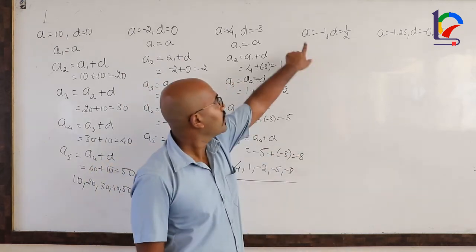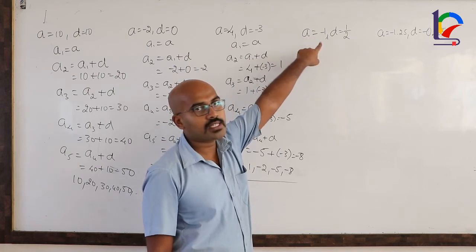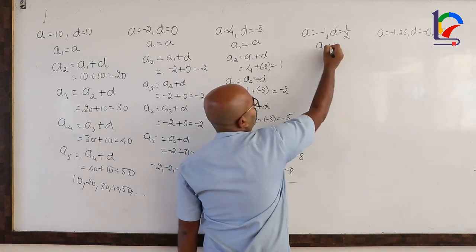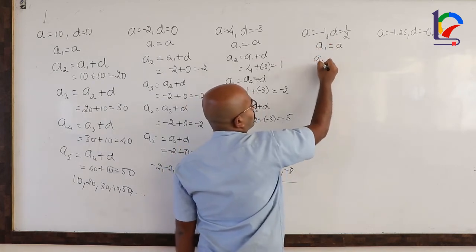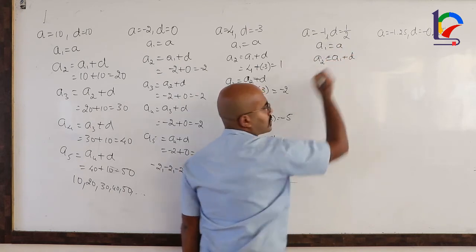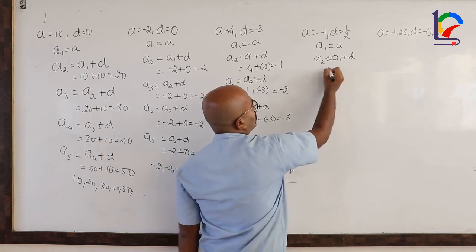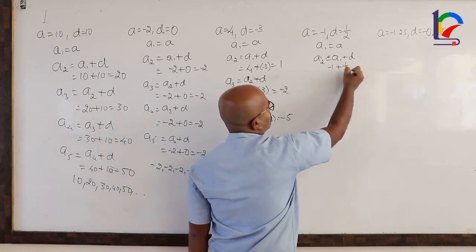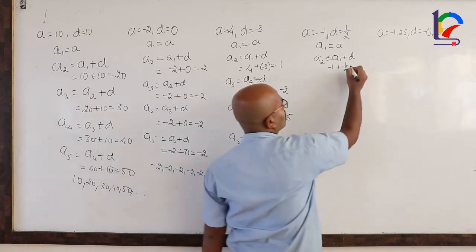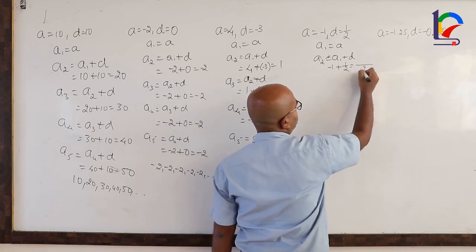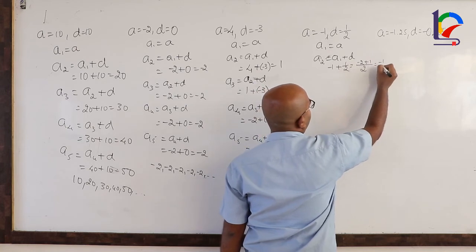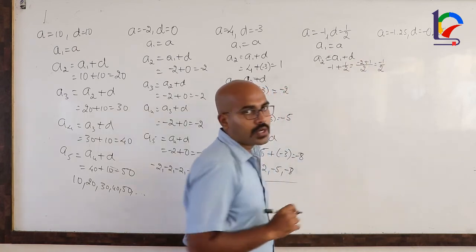So similarly, here they have given the first term as -1, common difference as 1/2. A1 is A. Next, A2 is first term plus the common difference. First term is -1, common difference is 1/2. So when you add -1 plus 1/2, LCM is 2. Here it will be minus 2 plus 1, that is minus 1 by 2.